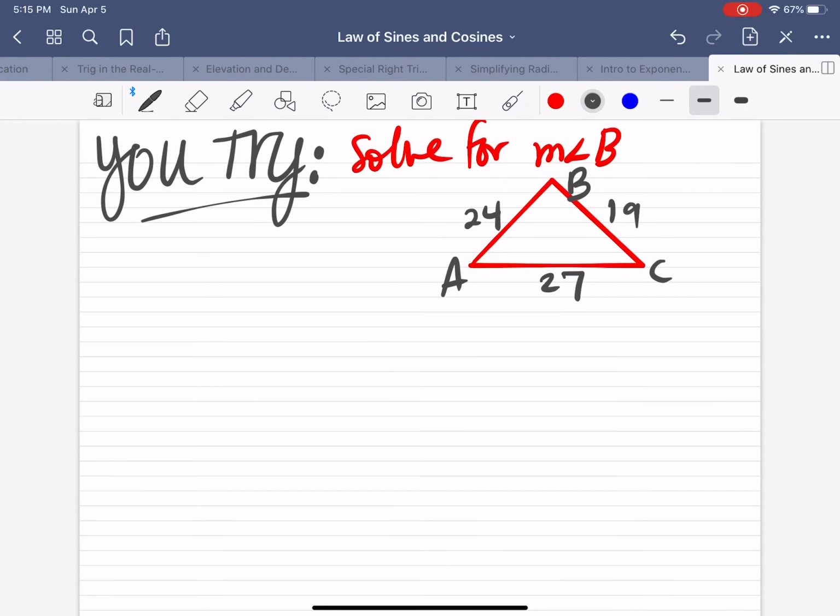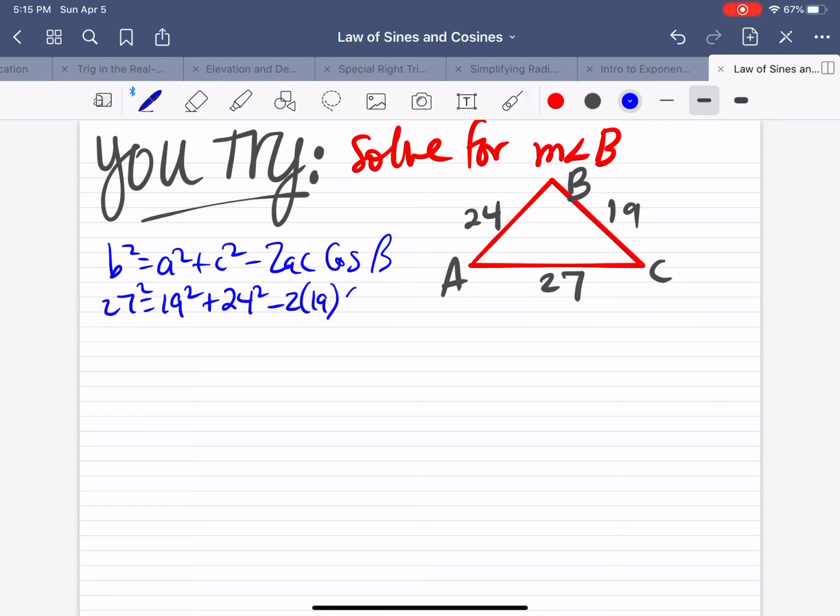So go ahead and solve for measure of angle B, and then come back to the video. So we are going to find measure of angle B using law of cosines. If I write down the formula, let's plug in everything to see what we're missing. Side b is 27, so 27 squared is equal to a squared, which is 19 squared. c squared is 24. So we're solving for measure of angle B, so we're going to do some math.